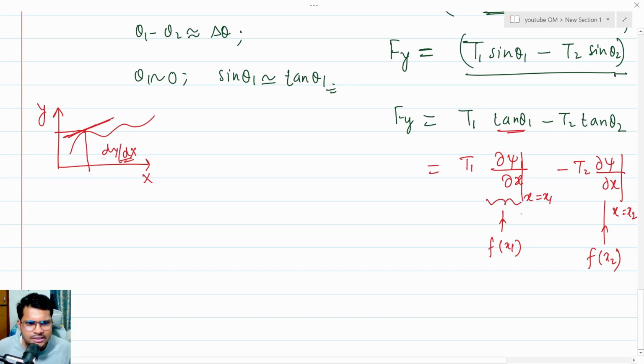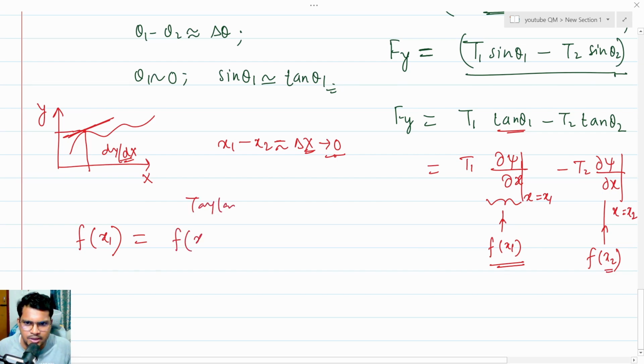And considering that x1 and x2 are very close, the difference is extremely small. Let's say x1 minus x2 is delta x, and delta x is actually almost 0. Therefore, I want to understand how this dynamics is going to play out. I can use the Taylor series expansion around this point x2. So f(x1) around point x2 using Taylor series expansion.